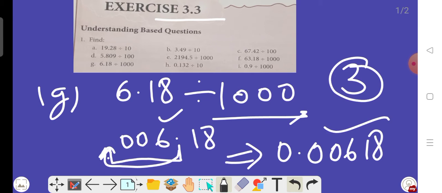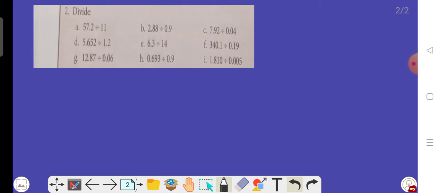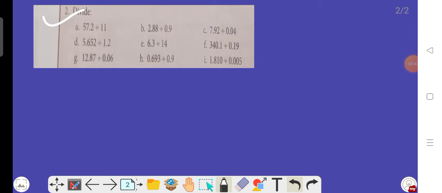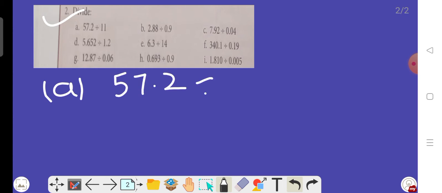The remaining parts of question number first are the same as this part beta. Try to do them by yourself, okay. Now we will move on to the next question. Question number second beta. In question number second, we have been given the division between two decimal numbers, okay. For example, A part, 57.2 divided by 11 beta.